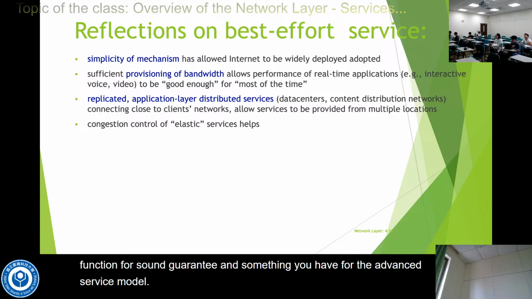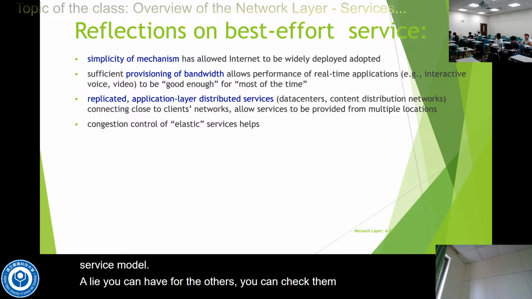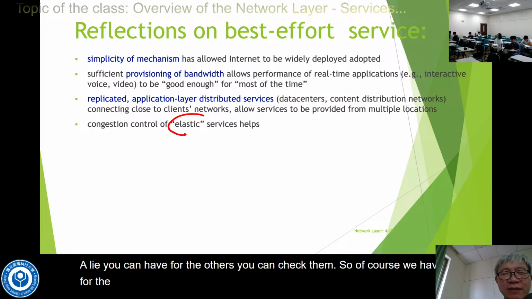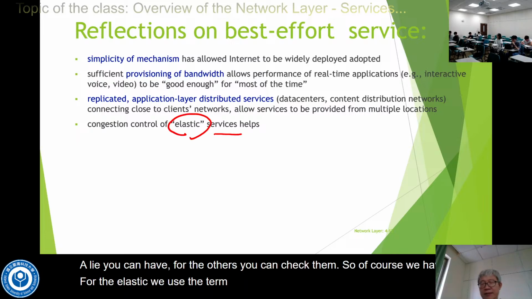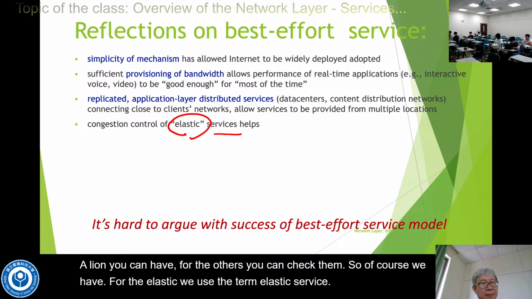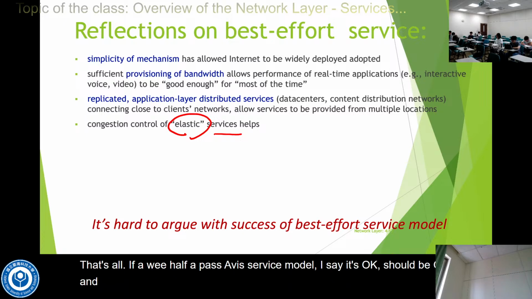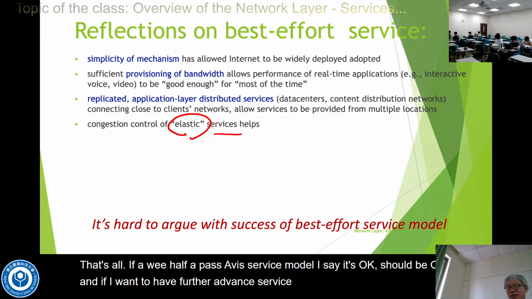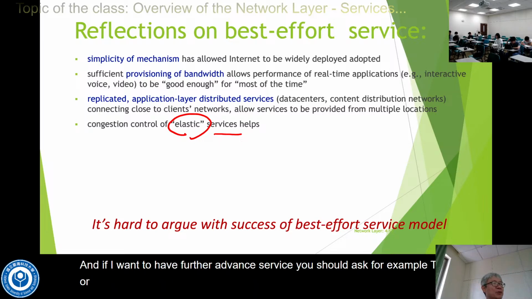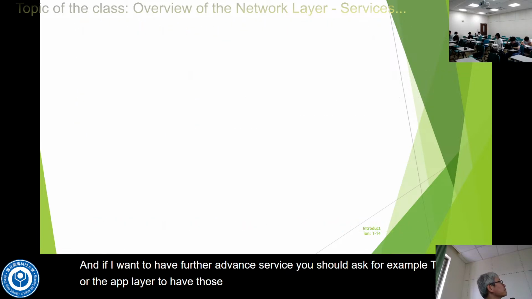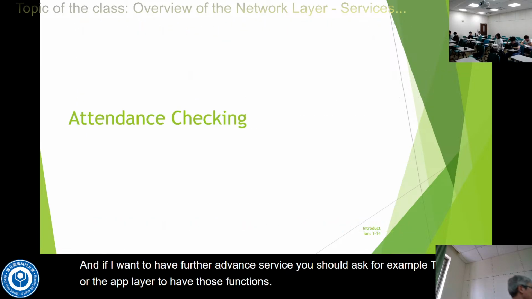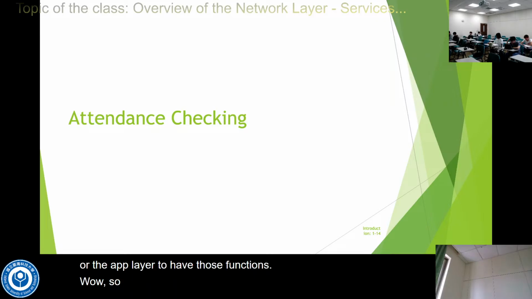Alright, you can have the others, you can check them. So of course we have the elastic service. If we have a best effort service model, everything should be okay. And if you want to have the advanced service, you should ask, for example, TCP or the app layer to have those functions. So yes, even though IP is simple, we still rely on the function of IP.